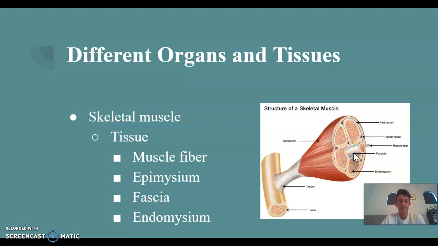And lastly, I'd like to talk about the endomysium, which is these little microfibers right here. Muscle fibers, they look really small. And this surrounds the muscle fibers together. So you can see right here, all these little things are surrounded by endomysium. And the fascia surrounds a group of endomysiums together.